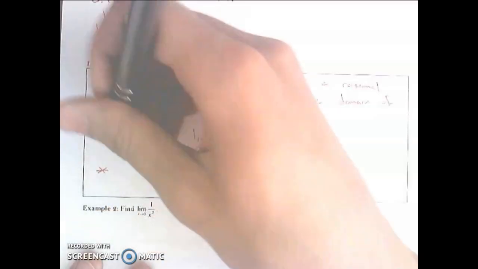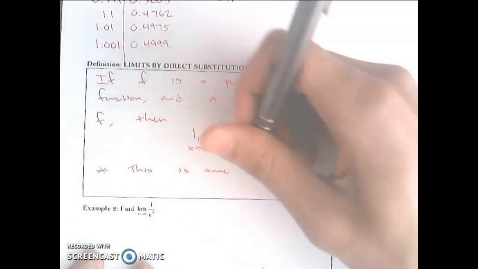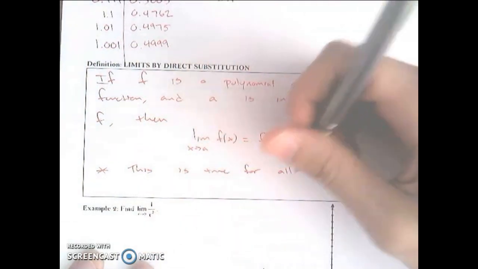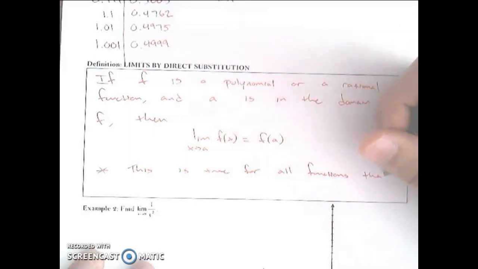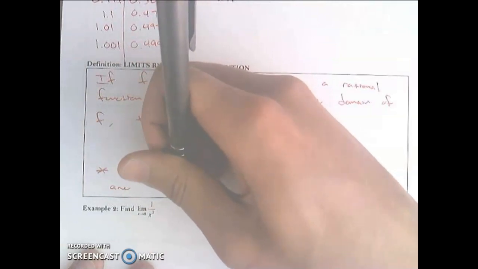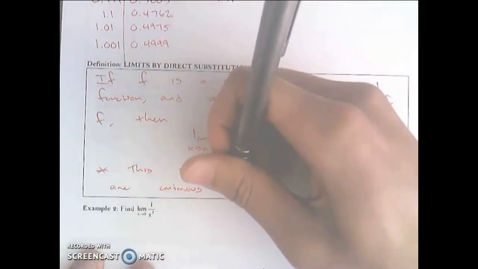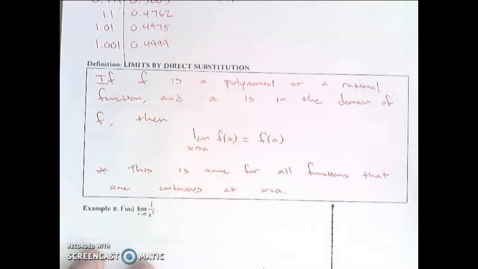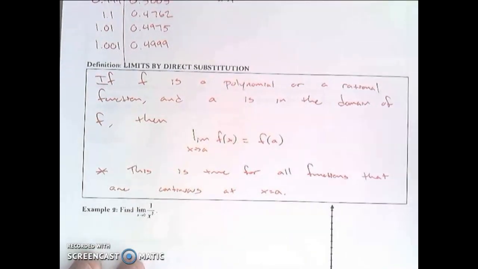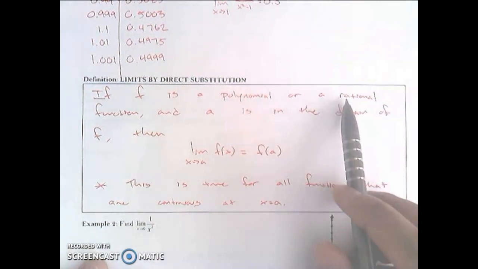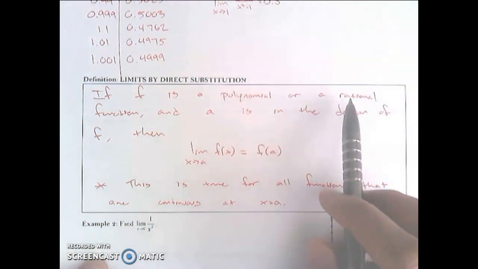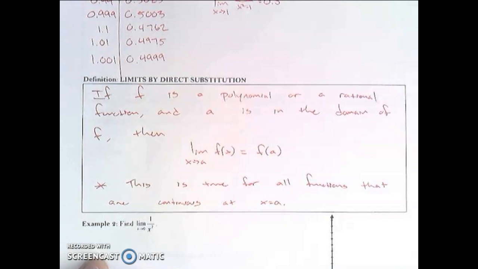In other words, we can say that this is true for all functions that are continuous at x equals a. So the reason why we can say this is about polynomial or rational functions is because if these functions are defined at x equals a, they're also continuous by definition of each of these functions.